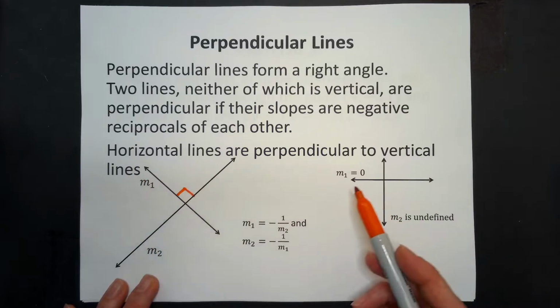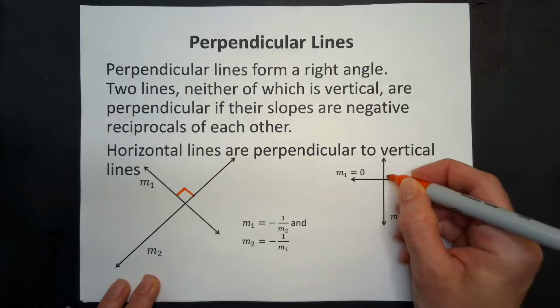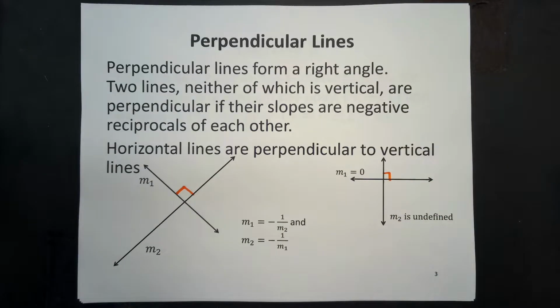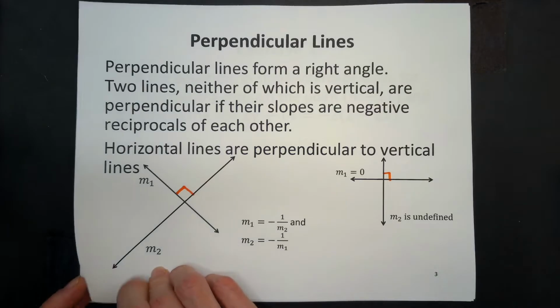We also say horizontal lines are perpendicular to vertical lines because, once again, we don't say they're negative reciprocals of each other, because we can't take a reciprocal of an undefined number, or zero for that matter.